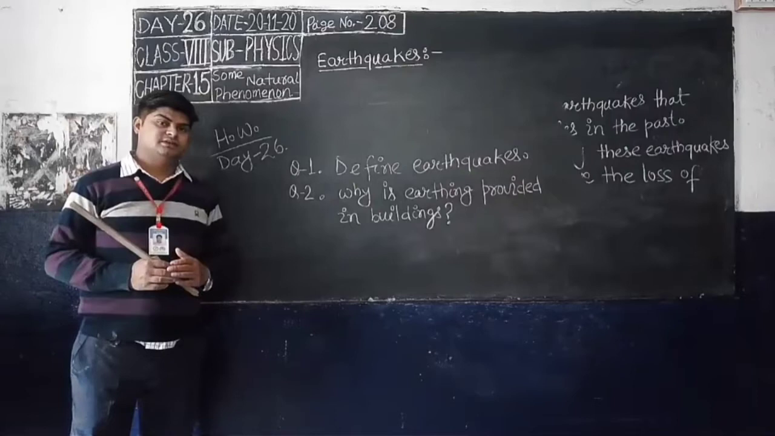In spite of great advancement in science and technology, earthquake is a natural phenomenon which cannot be predicted. Most natural phenomena can be predicted, but an earthquake cannot. Earthquakes cause huge damage to life and property, because they cannot be predicted.